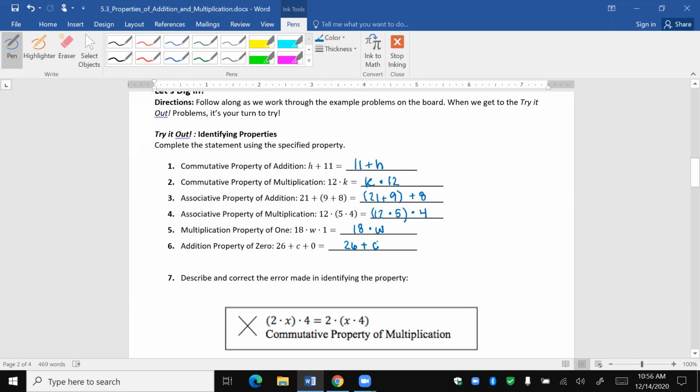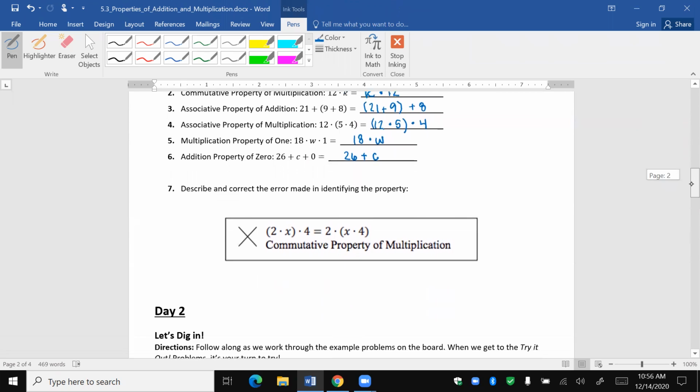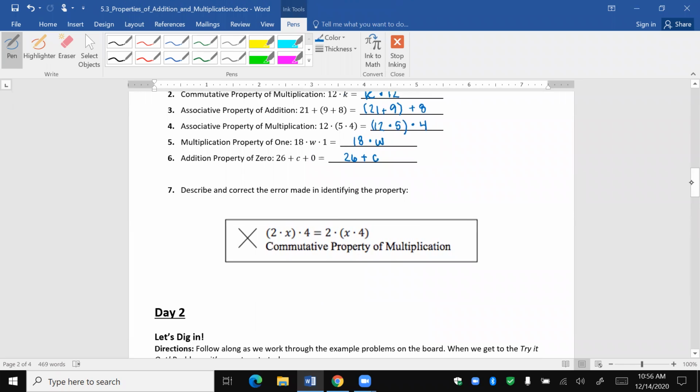Okay. Number 7 says describe and correct the error made in identifying the property. Well, if you look here, I've got these parentheses that are just sort of sliding over. So it's not commutative property. It's going to be associative property. Anytime you see those parentheses, you should start to think associative, okay?